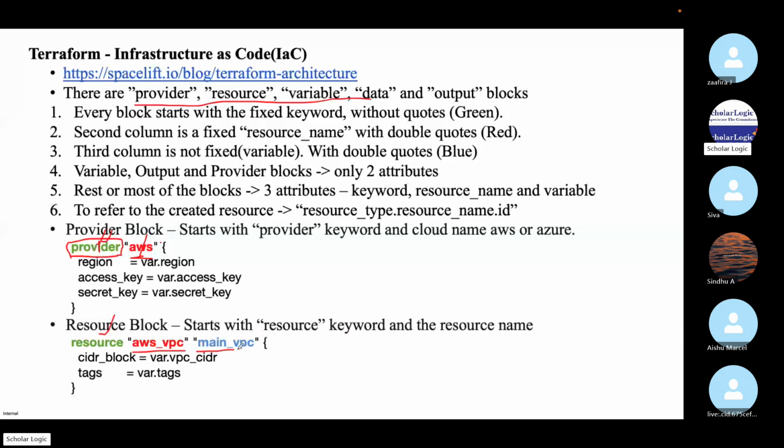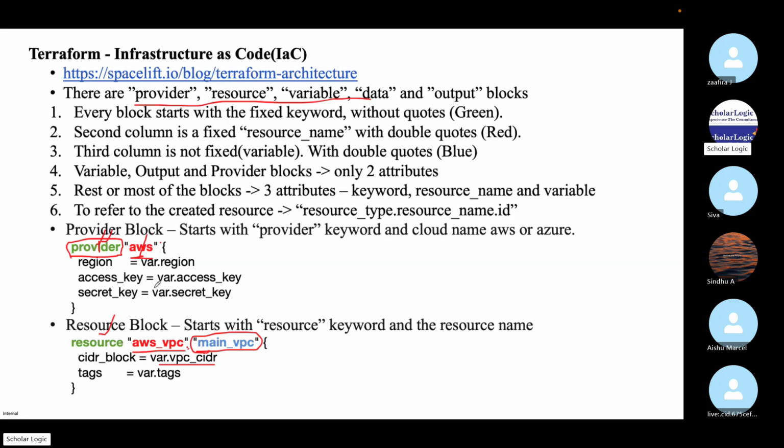But with respect to resource, you need to mention the resource name, so that this resource name can be used to call and use it in another resource. For example, if you are using a VPC resource in another resource block, you can use aws_vpc.main_vpc to refer to this particular VPC ID.